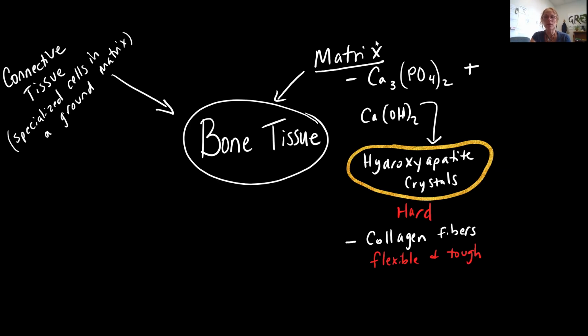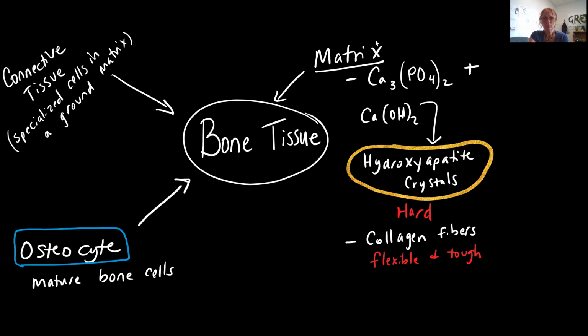And then you have also incorporated in the matrix your organic collagen fibers. So this is going to be a protein component. Your collagen, remember, is super strong. Not only is it tough, but it's also flexible. Now, it's not stretchy, but it can bend without breaking. So it's these two things together, your calcium phosphate and your collagen fibers, that's making your bone such a strong structure.